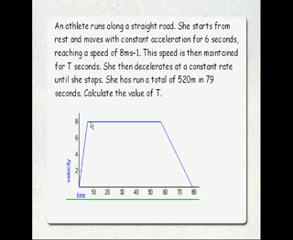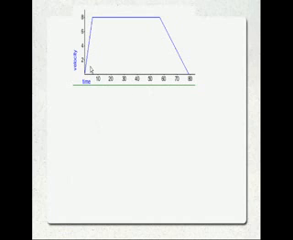So what we need to do is work out the length of time that she was maintaining this constant velocity. Okay, well, we're given a clue. We're given the total distance covered is 520 meters. So what we're going to do is look at the area of the first stage, the area of the second stage, and the area of the third stage. And those 3 areas will add together to give you 520. So let's work that out.